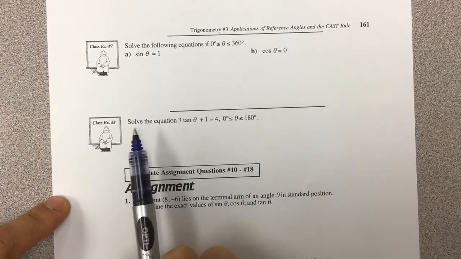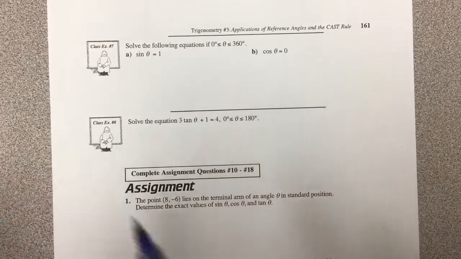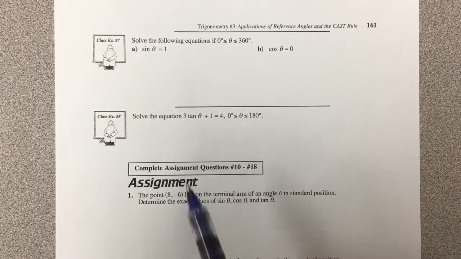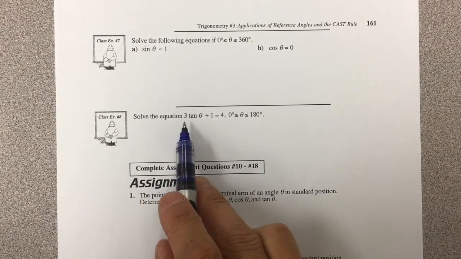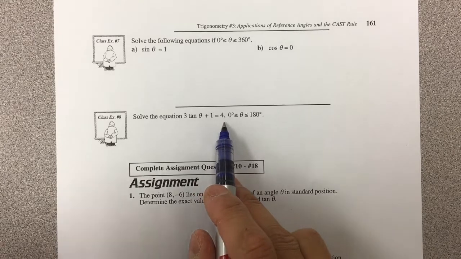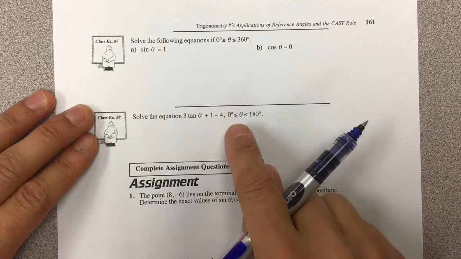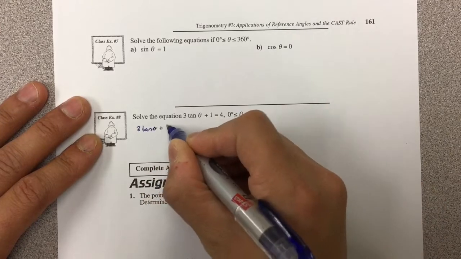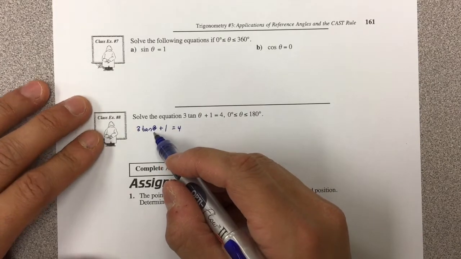Now we're going to be looking at class example number 8. A and B are exactly the same as what we were doing in the previous examples, but class example number 8 looks a little bit different. This time we want to solve the equation 3 times tan theta plus 1 equals 4. Before we solve this one, there's a little bit of rearranging that we need to do. I'm given an equation, 3 tan theta plus 1 equals 4, and we're solving for theta, our unknown value.